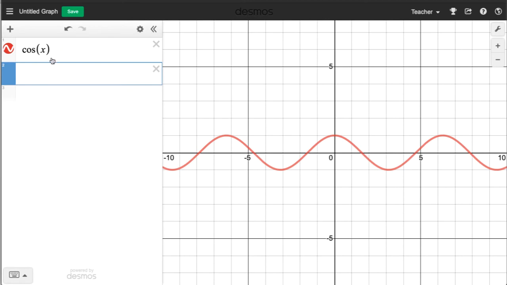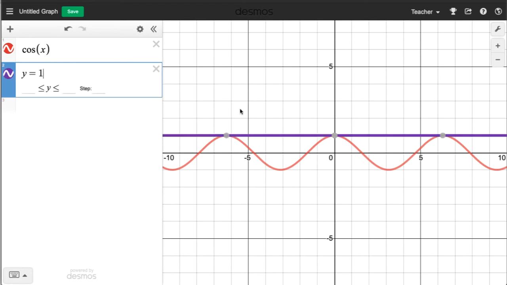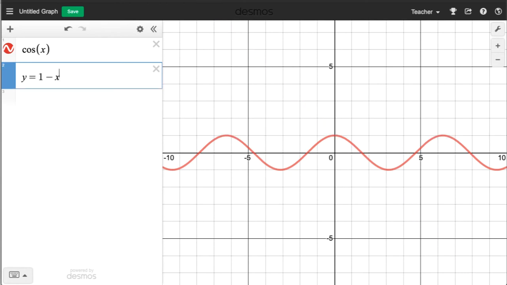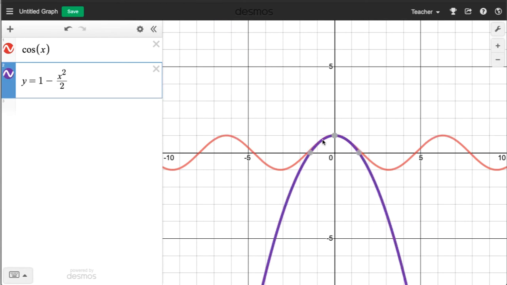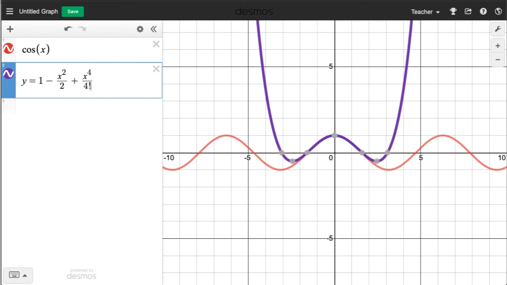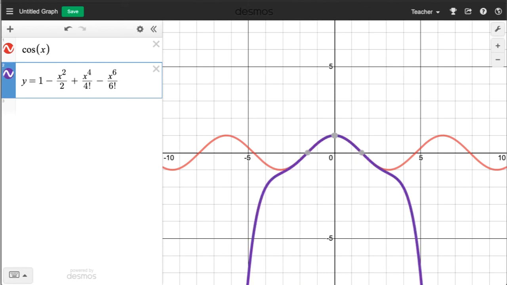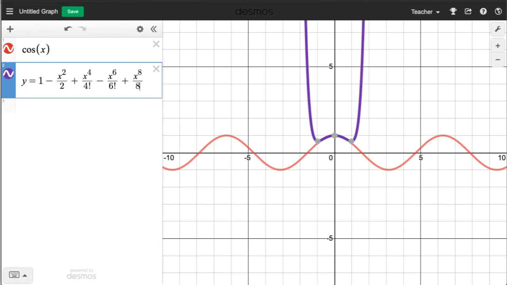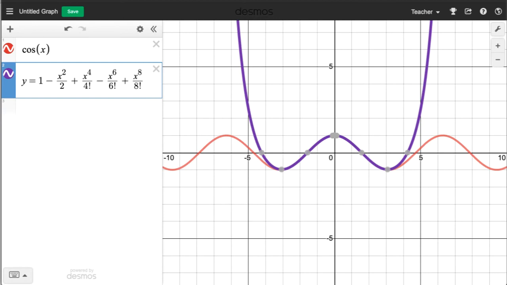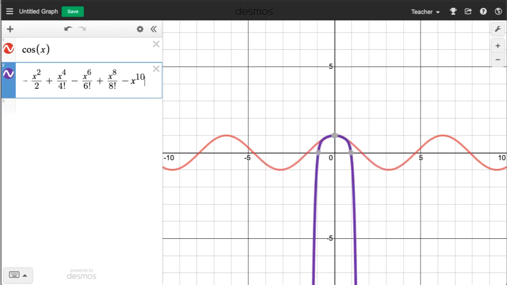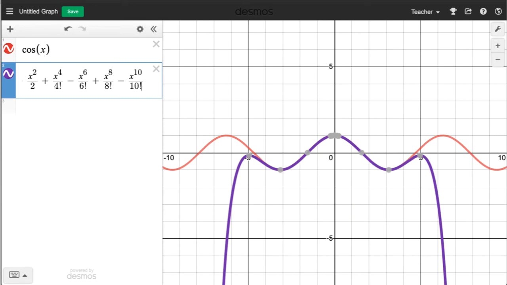So let's say y is equal to 1. Okay, you might be thinking that doesn't look very good. I can make it better. I can subtract x to the power of 2 divided by 2. Oh, it looks a little bit better for that part. Let's make it even better. Plus x to the power of 4 divided by 4 factorial. Even better. Minus x to the power of 6 divided by 6 factorial. Even better. Plus x to the power of 8 divided by 8 factorial. Wow, even better. And you can probably guess what's going to happen next: x to the power of 10 divided by 10 factorial, et cetera.